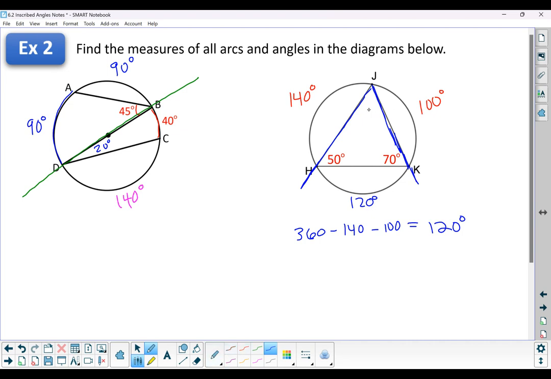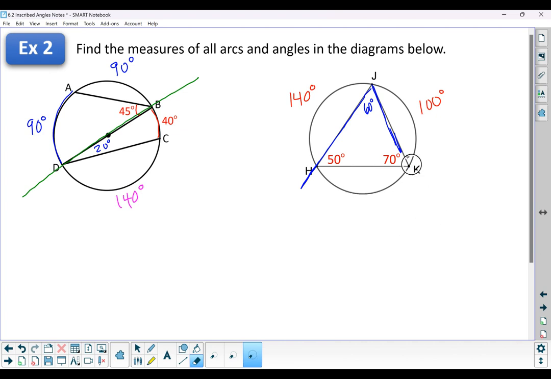So if we divide 120 by 2, we find out that this is a 60 degree angle. Now, we could have thought about that a different way. So I'm going to just show you the different way as well, because it pays to know more than one approach to a problem.